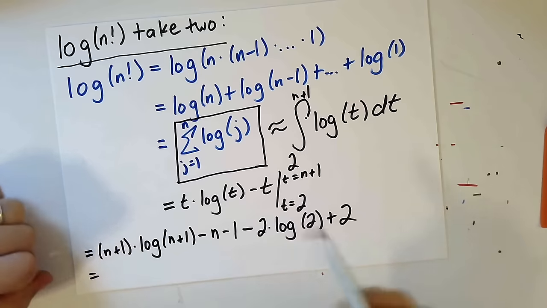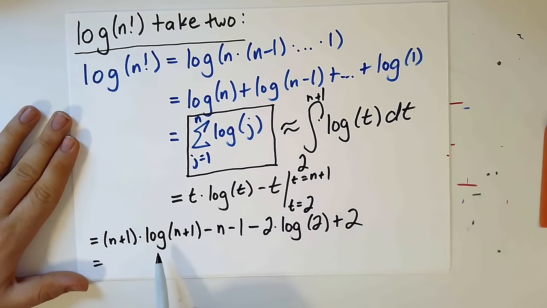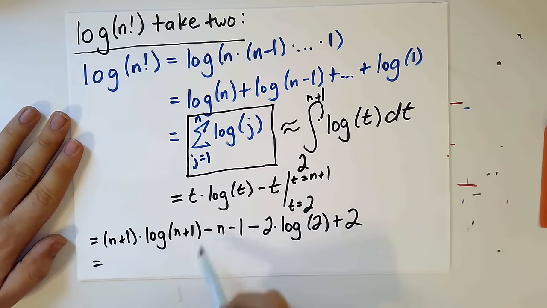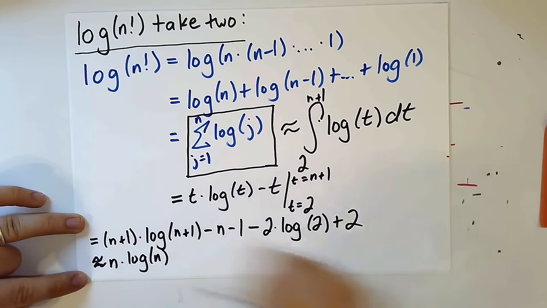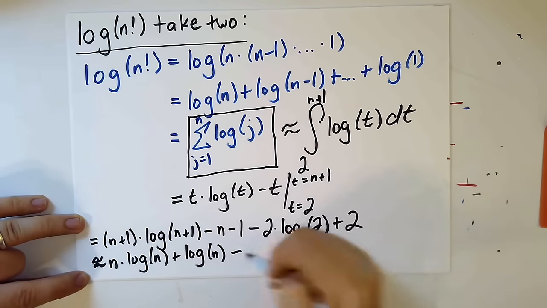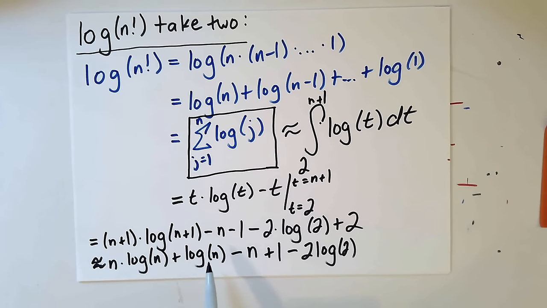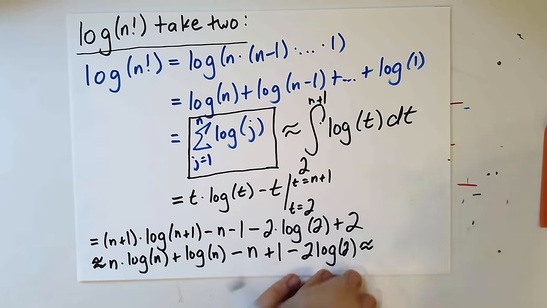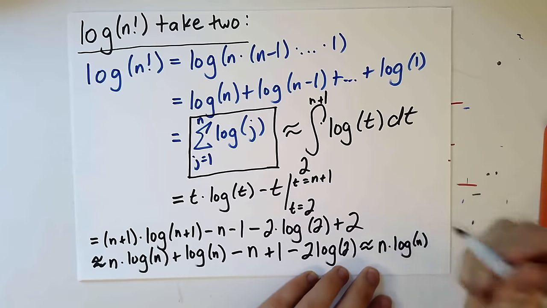First of all, I'm going to distribute this. And also, because of that fact that log is a very slow-growing function that I mentioned as to why it's nice that we're taking logs of things, I'm going to note that log of n and log of n plus 1 are very close. So I'm just going to replace this log of n plus 1 with a log of n. So this will become n times the log of n. And that means I'm now approximating rather than saying exactly equal, because I've replaced the log of n plus 1 with a log of n, plus log of n minus n plus 1 minus 2 times the log of 2. Now, logs are really small, so I'm going to throw away the logs. Also, these are constants, so they're really small. And so at the end of the day, what we've just proven is that the log of n factorial is approximately n times the log of n minus n.